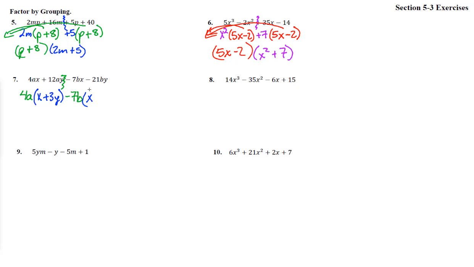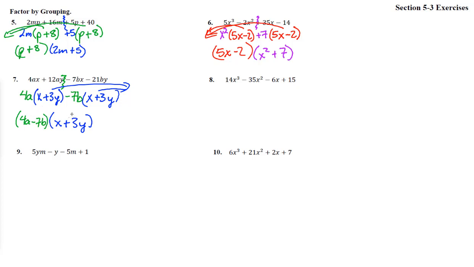So x, and notice if we pull out a negative 7 out of negative 21, we get a plus 3, and then pull out the b, and we're left with a y. So we really have, and we could pull it out that way, or pull it out to the right. That's okay too, if we want to pull it out that way. And 4a plus minus 7b.